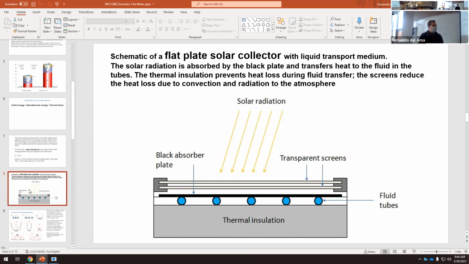Okay, so it's this technology. It's not something that we can't understand. It's very easy. We need something black to absorb this solar radiation. We have this thermal insulation because we don't want this energy to go out, and so that's why we have thermal insulation here. That's it.